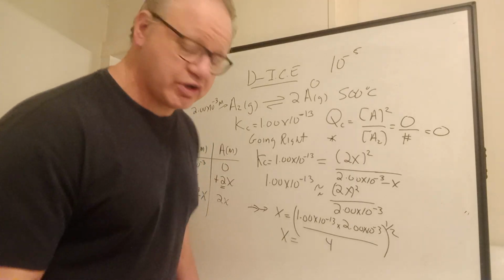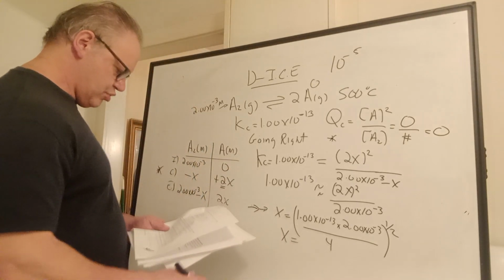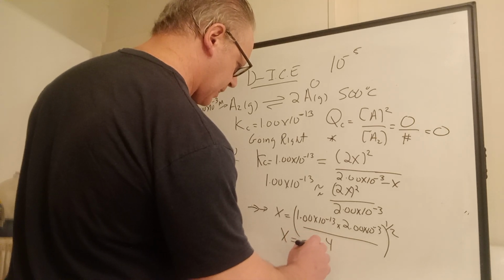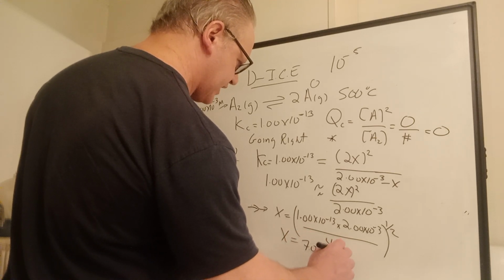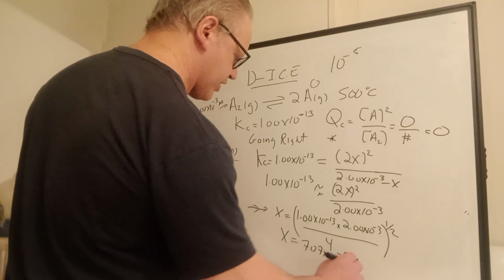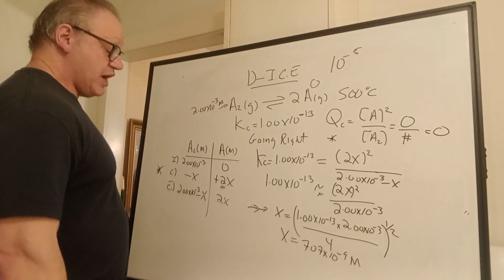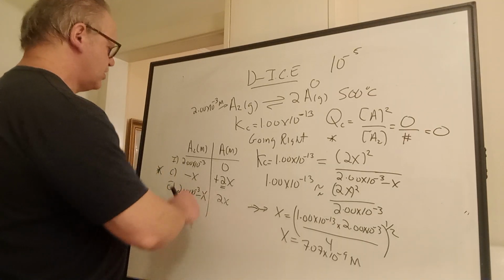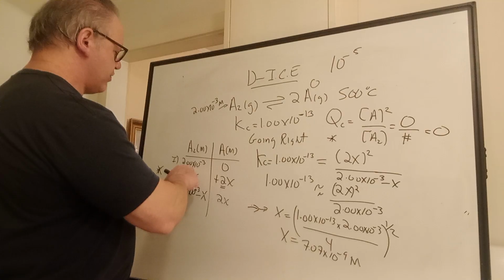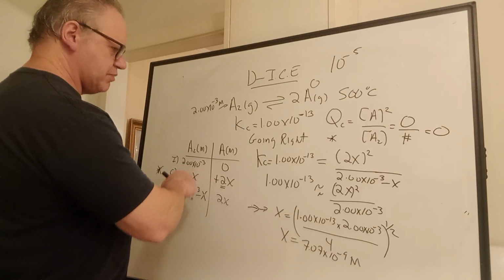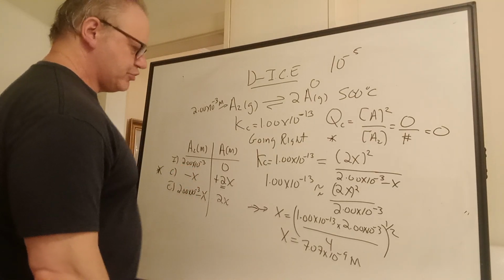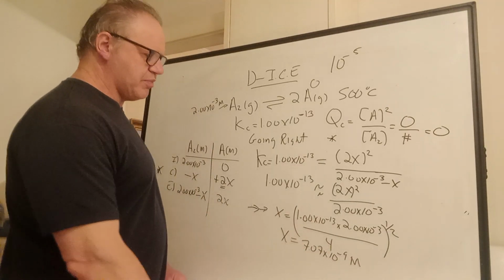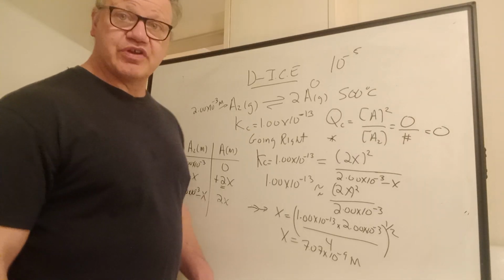And so what you get for this is x is equal to 7.07 times 10 to the minus 9. This will have units of molarity. It's a tiny number. It's a tiny fraction of the initial concentration, which is 10 to the minus 3. If you do this out quadratically, you're going to get a number very close to this number. Verify it for yourself if you don't believe me.